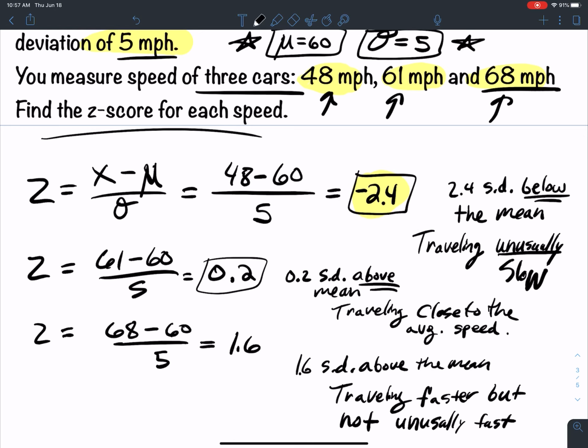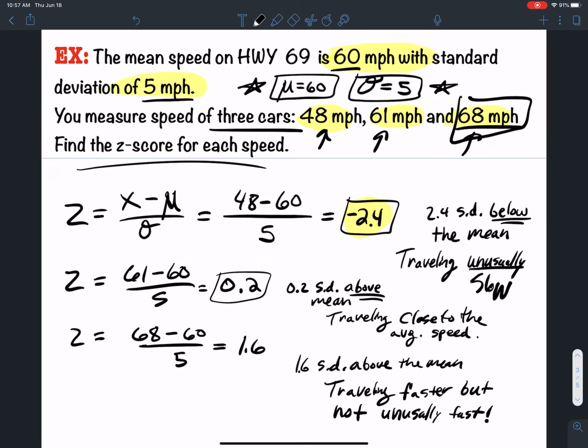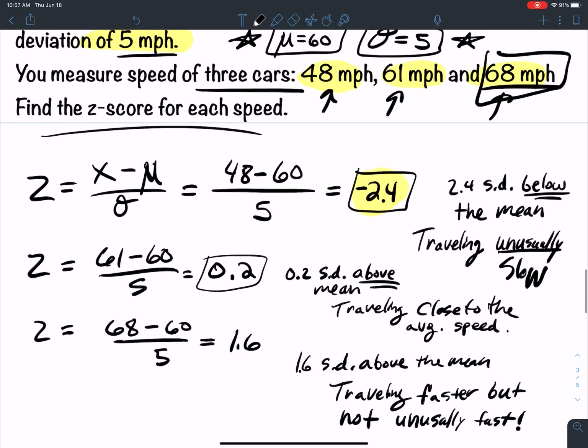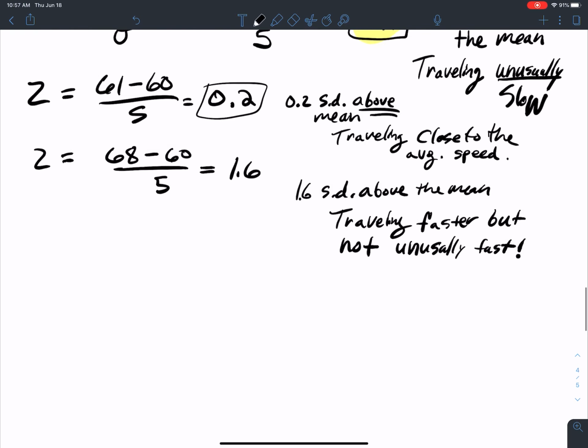If you think about it, if you're going 68 miles an hour, you might get pulled over by the cops. However, you might not, because it's not completely unusual, okay? If your average speed is 60 with a 5 mile per hour standard deviation. Now, if the standard deviation is smaller, that changes things, right? So it just depends. Okay, so graphically, what does this look like?